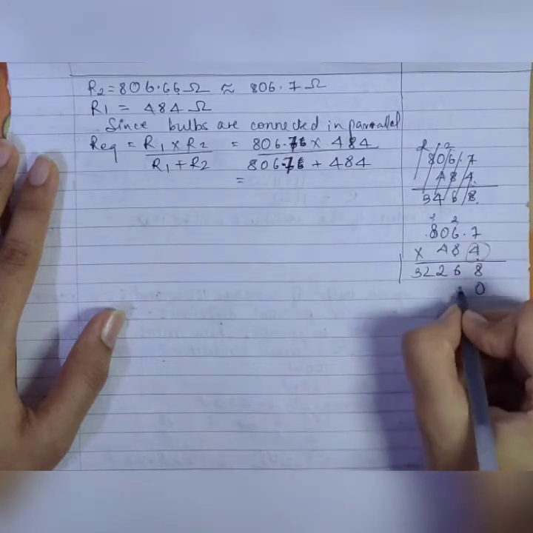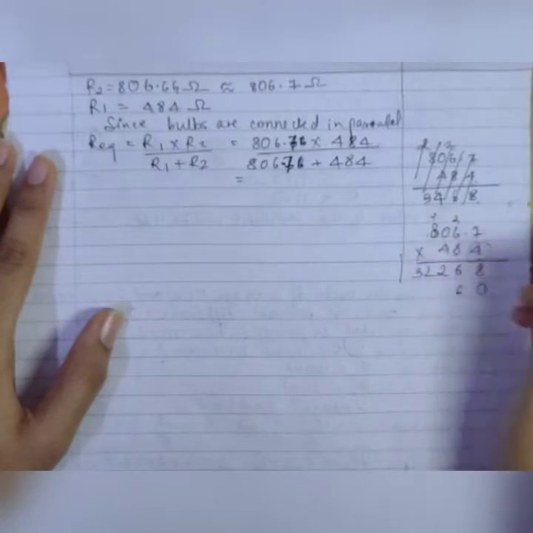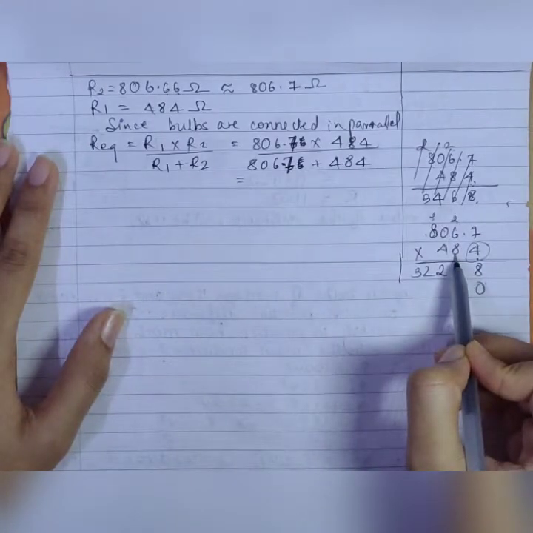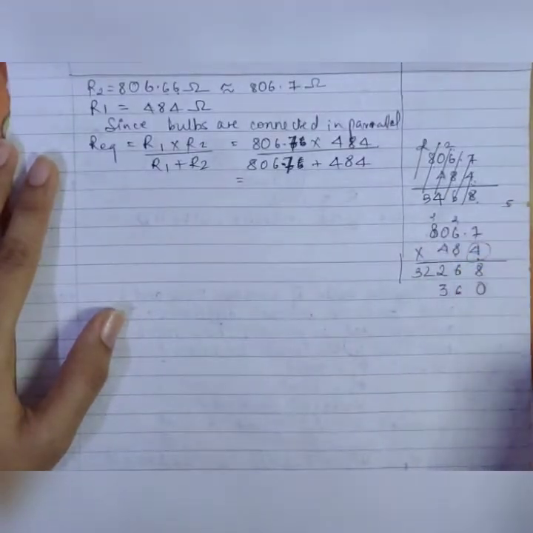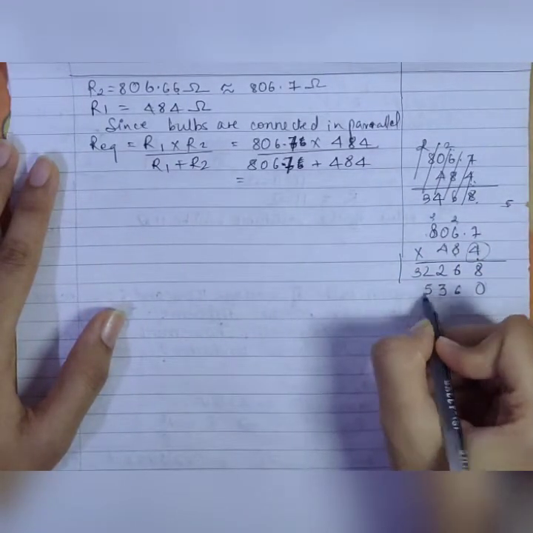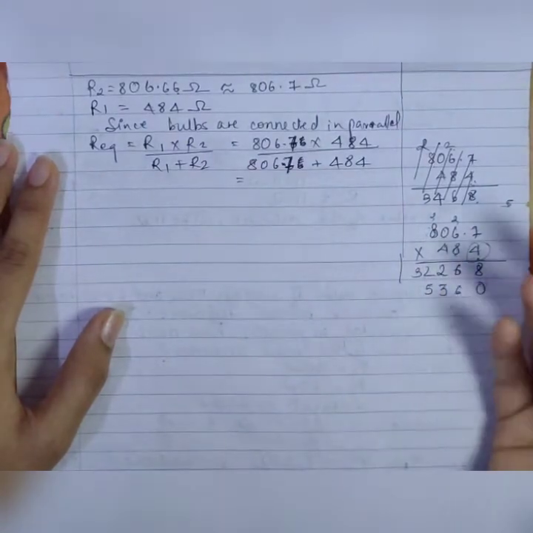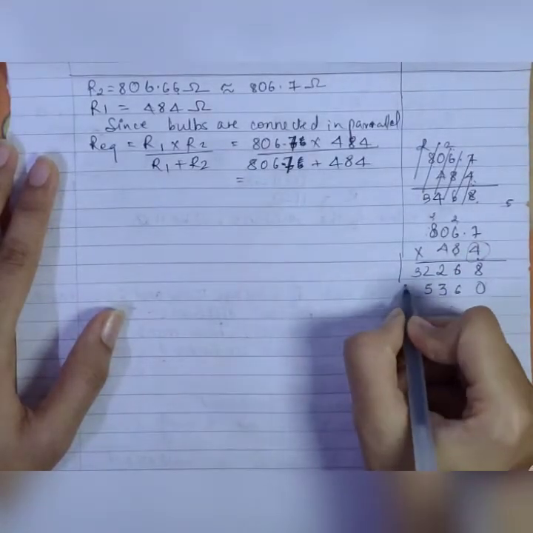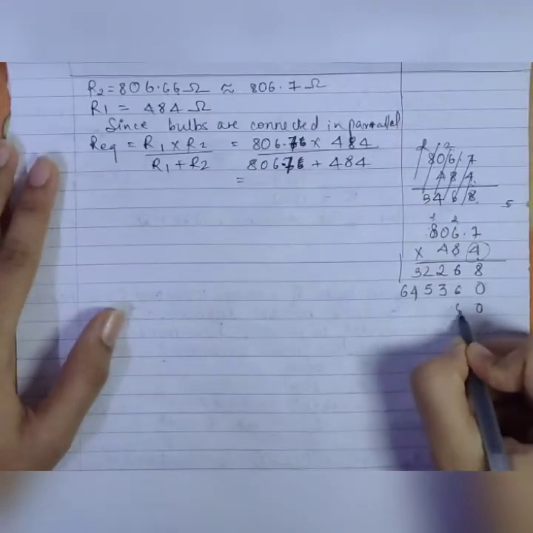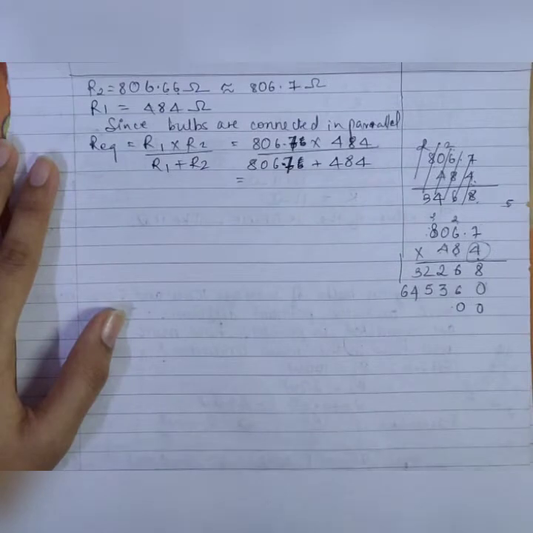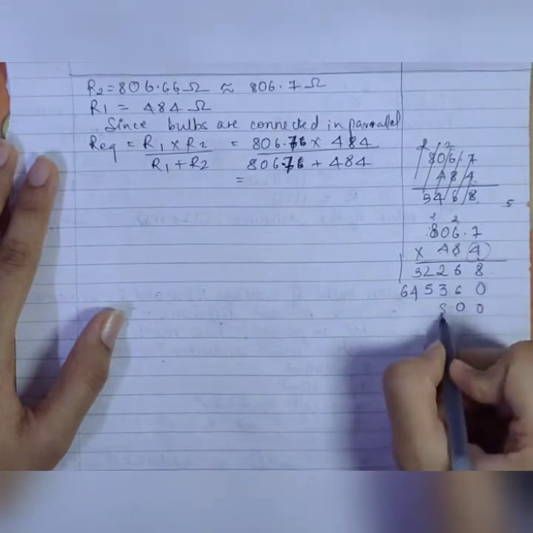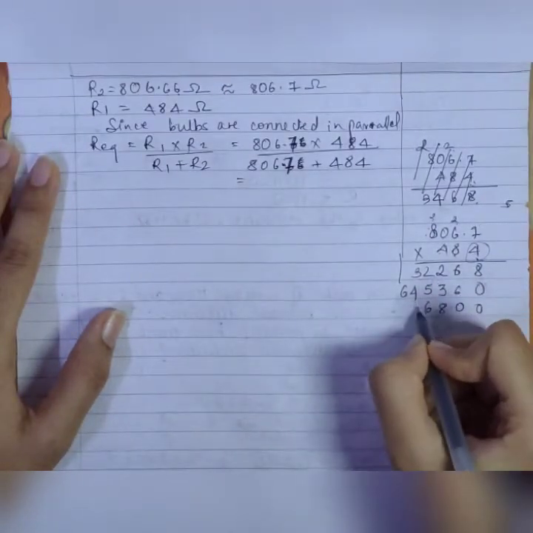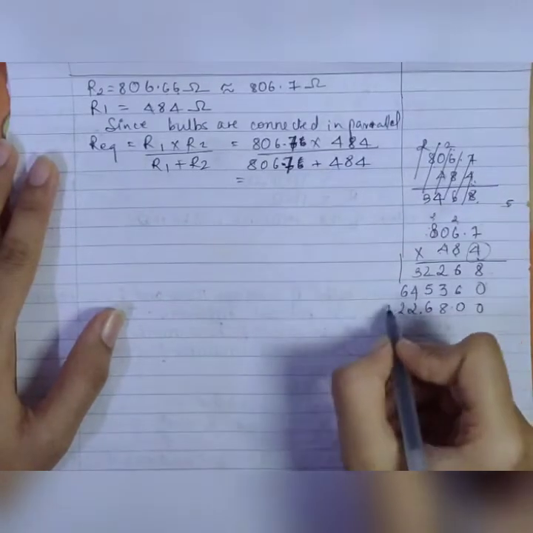8 7s are 56. Carry over 5. Then 8 6s are 48, 49, 50, 51, 52, 53. So 53. Again 5 carry over. 8 zeros are 0, 5. And then 8 8s are 64, without any carryover. Fine. Now again 2 zeros, and I multiply by 4. I won't do that same thing again, because I know when I multiplied it by 4, I got this answer. So I'll just write it down again: 8, 6, 2, again 2, and then 3.